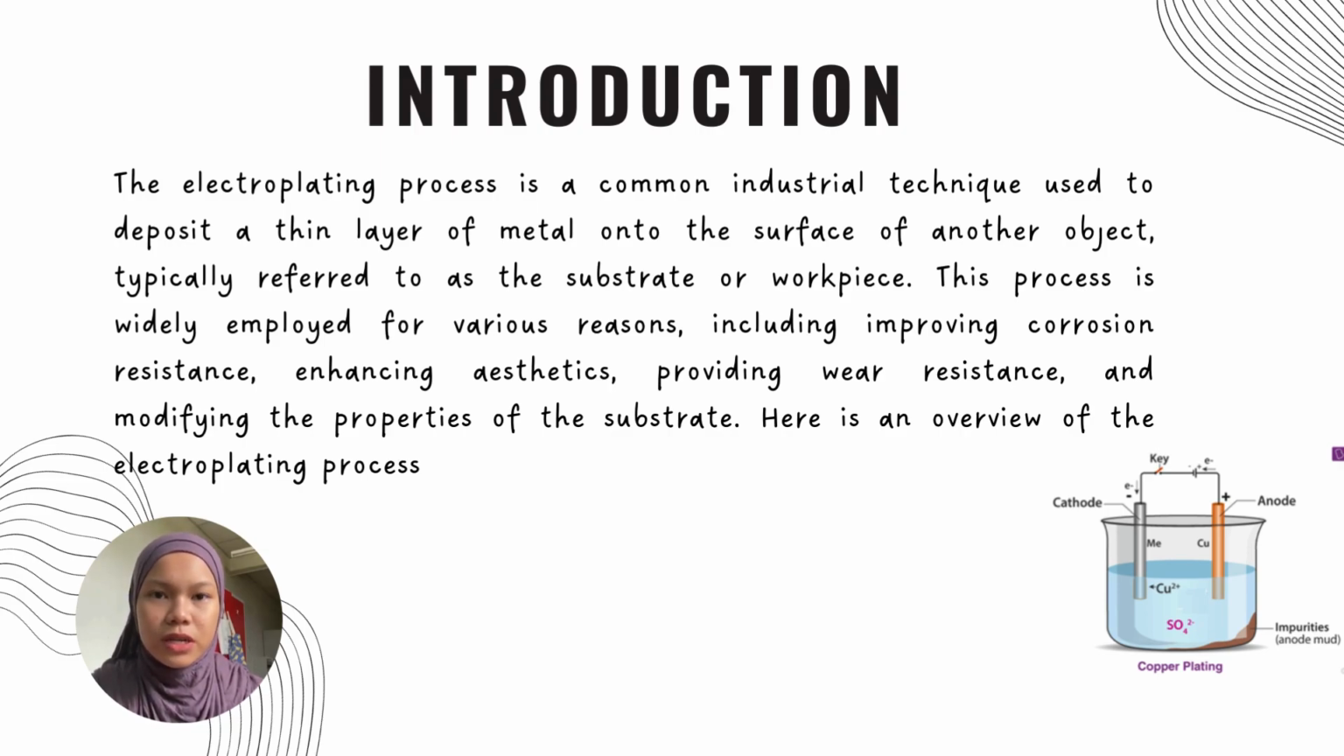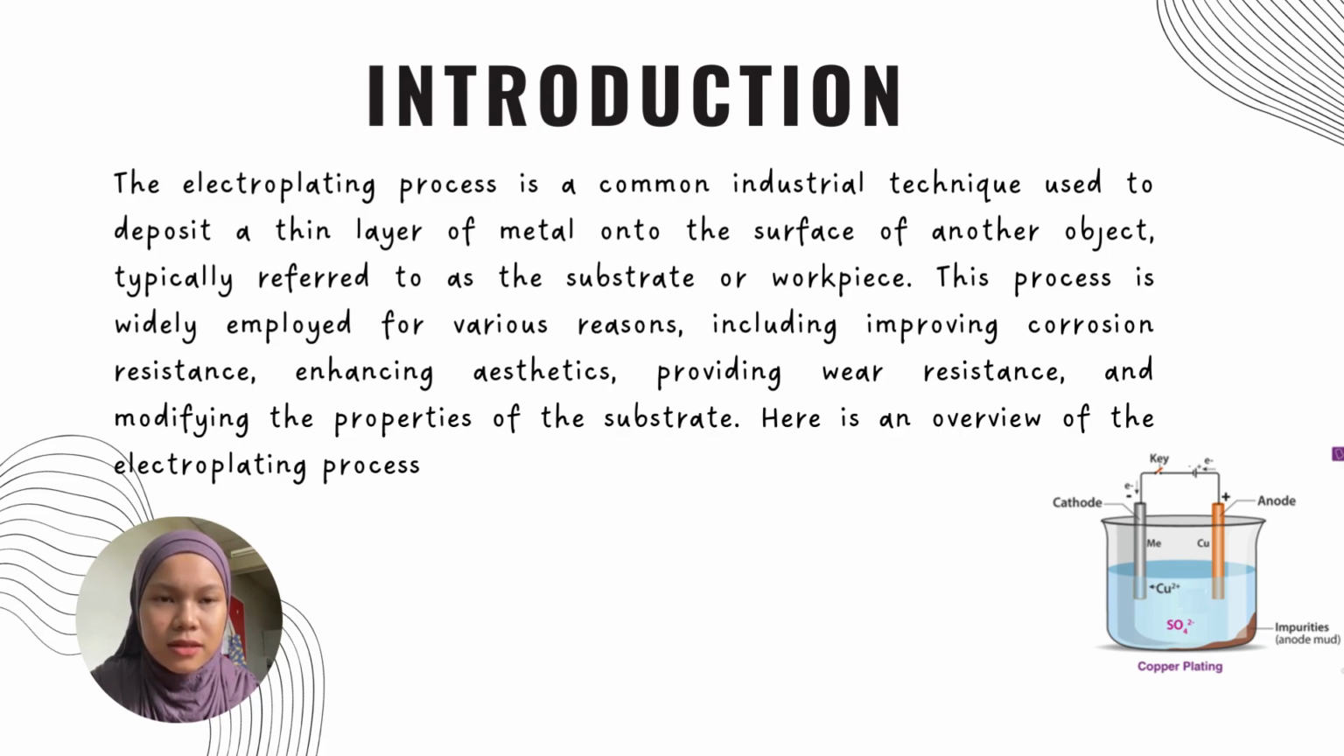Introduction for this group and for our experiment. The introduction is the electroplating process, a common industrial technique used to deposit a thin layer of metal onto the surface of another object, typically referred to as the substrate or workpiece. This process is widely employed for various reasons, including improving corrosion resistance, enhancing aesthetics, providing wear resistance, and modifying the properties of the substrate.